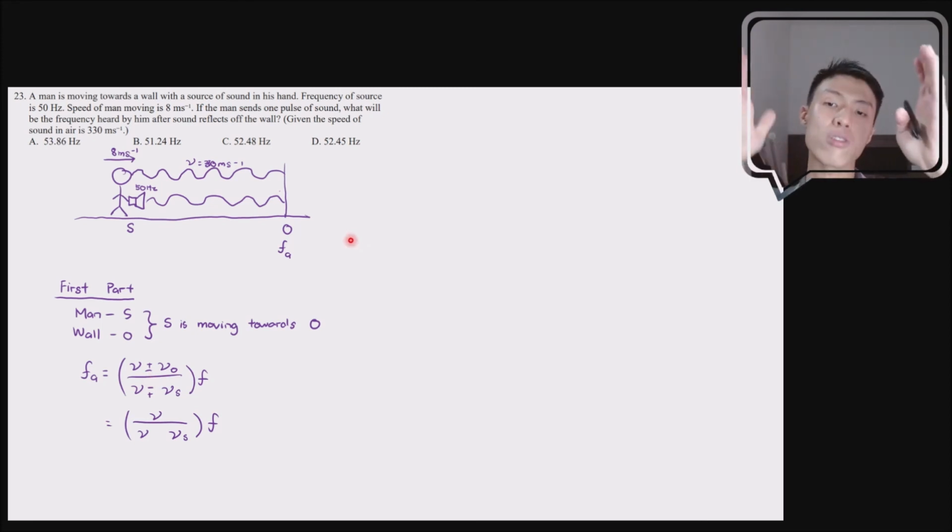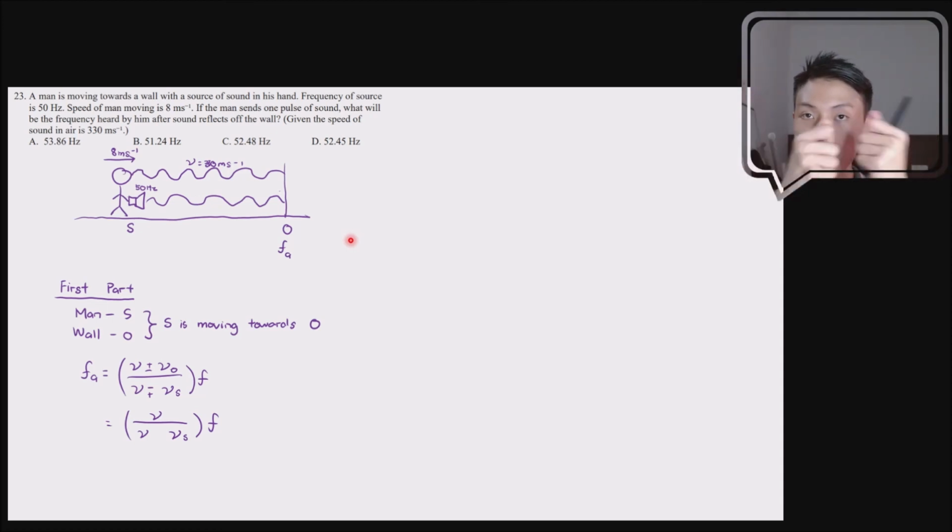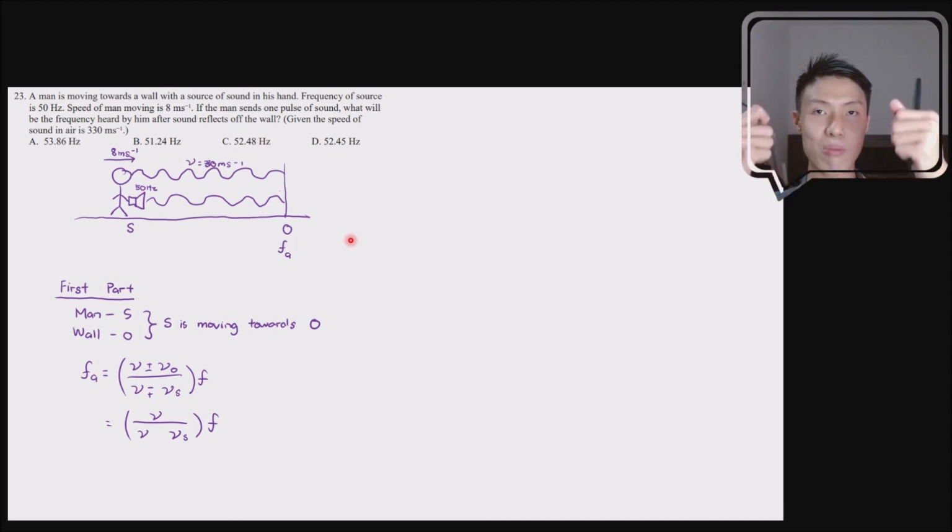Okay, so we know that the sound source is moving towards the observer. So the distance between the sound source and the observer is decreasing. If you see this kind of situation, you know that the apparent frequency should be higher than the frequency produced by the sound source. Okay, it's not because the distance decreases, it's because of the relative motion. But there's a pattern that you can see: if the distance between the sound source and the observer is decreasing, then the apparent frequency should be higher than the frequency produced by the sound source. That means this f subscript A here will be larger than the f over here.